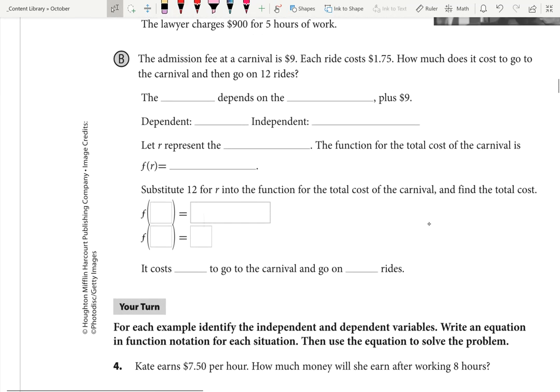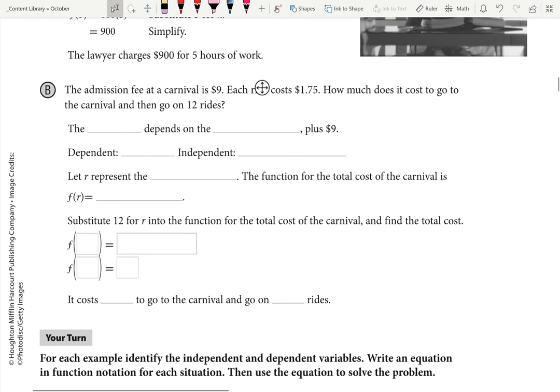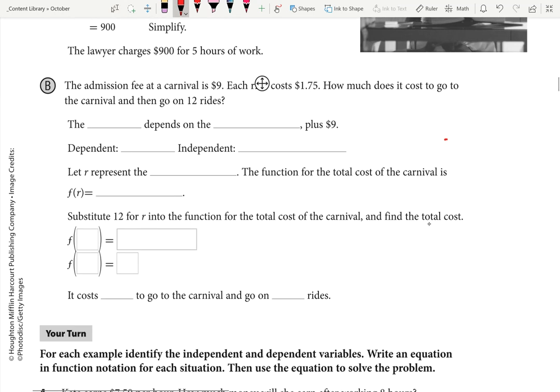All right. Now, B, the admission fee at a carnival is $9. Each ride costs $1.75. How much does it cost to go to the carnival and then go on 12 rides? So first, we're going to fill in these blanks. So we have 2 variables.